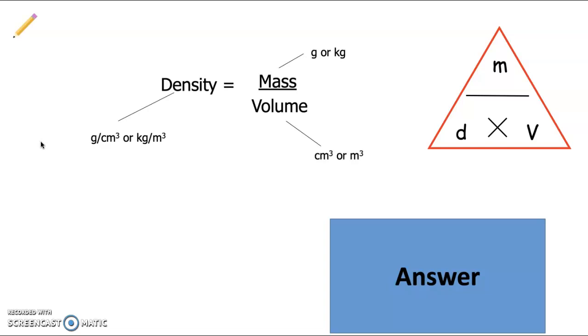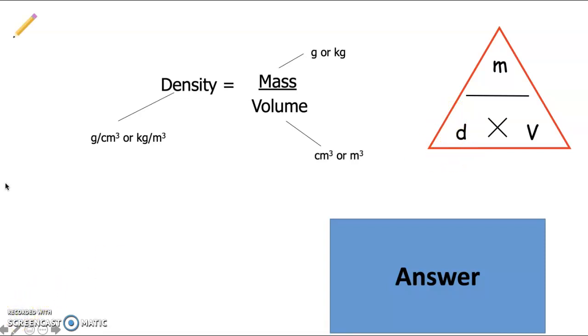Now, a bit like our speed, distance and time, there is also a triangle to work out density, mass and volume. So density is equal to the mass divided by the volume. If we wanted to work out the mass of an object, we would need to know its density multiplied by its volume. And the final one, if we wanted to know the volume of an object, we could work that out by having the mass divided by the density.